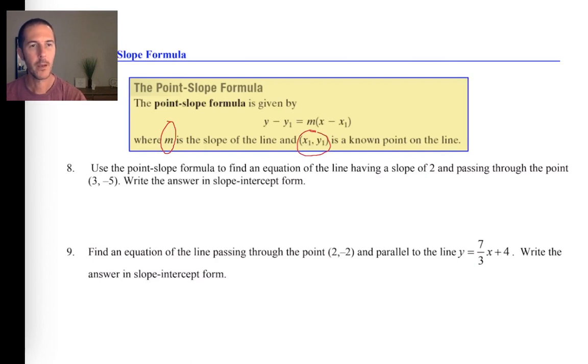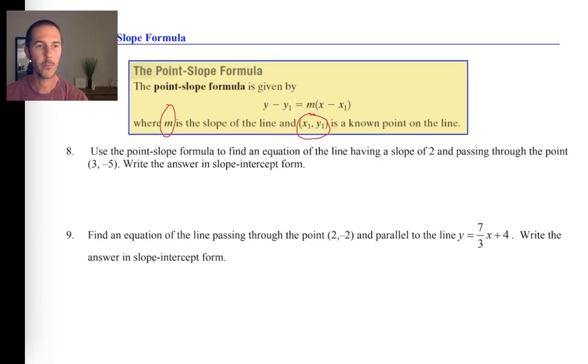For example, in number 8, use the point slope formula to find the equation of a line having a slope of 2. See, there's your m value. And passing through the point 3, -5. There's your x1, y1. So all you have to do is take those 3 numbers and plug them into point slope form, and that's your answer. At least that's your answer in point slope form. You could then convert that into slope-intercept form, and we'll do an example of that right now.